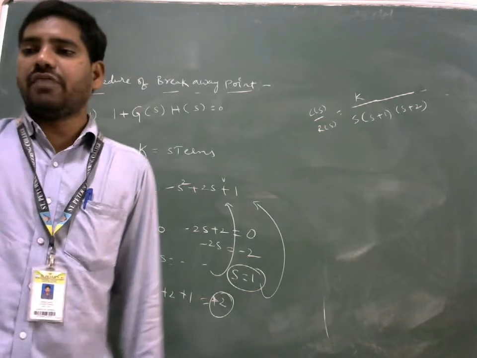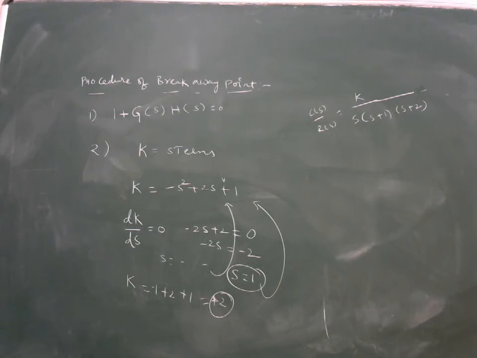First we need to identify that. The first step in the procedure of the breakaway point is to write the characteristic equation. The characteristic equation is 1 plus G(s) H(s) is equal to 0, from the given transfer function. Once you get that equation, we need to find the K value in terms of s. We get K equal to minus s square plus 2s plus 1.